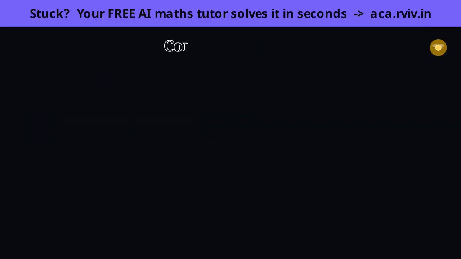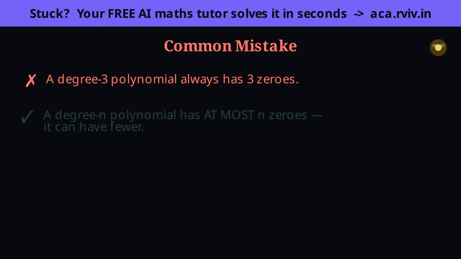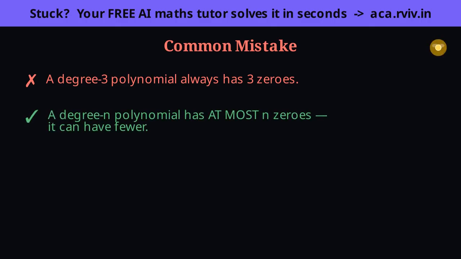Don't overclaim the count. The degree is a ceiling, not a promise, because a curve is always free to miss the axis on some of its turns. A cubic has at most 3 zeros, but it can have fewer. Think of a parabola that floats entirely above the axis with 0 real zeros. The number of zeros never exceeds the degree, but it can certainly fall short.